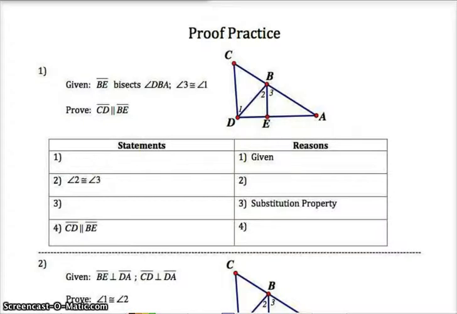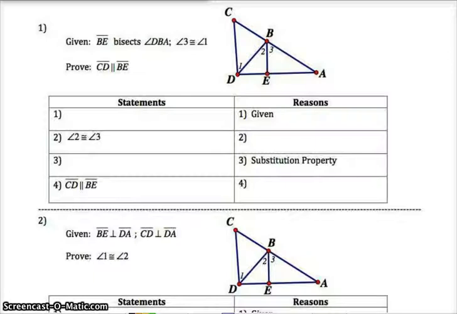So one of the first things you should do when you have a proof is make marks on the diagram. So this says given BE bisects angle DBA. So here's DBA. When I see this statement, I know that these two angles are congruent to each other. They may not look congruent, but it doesn't matter. If I tell you that BE bisects this angle right here, well, that's the whole point. The bisector tells us that these two angles are congruent to each other. So I'm going to mark them on my diagram so I don't forget that bit of information.